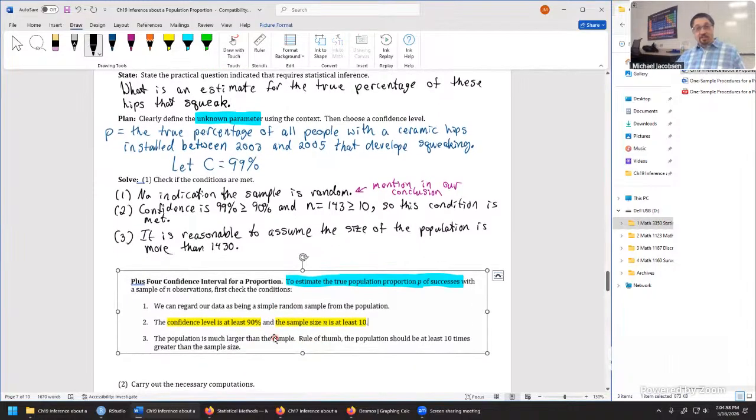Well, we did it, folks. That's the rundown of the conditions. Next is the computations, but any questions whatsoever with this stage here?